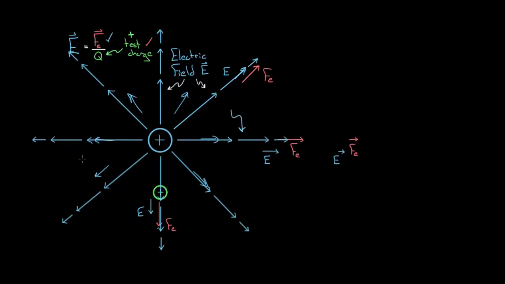So positive charges create electric fields that point radially away from them. Now, what if the charge creating the field were a negative charge? So let's try to figure that one out. Let me get rid of this. So let's say the charge creating the electric field were negative, a big negative charge. How do we determine the electric field direction around this negative charge?